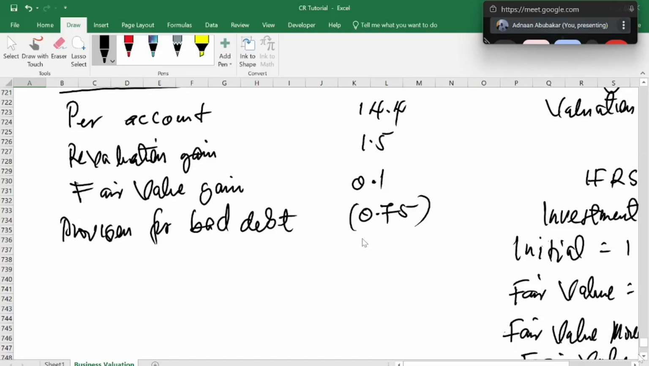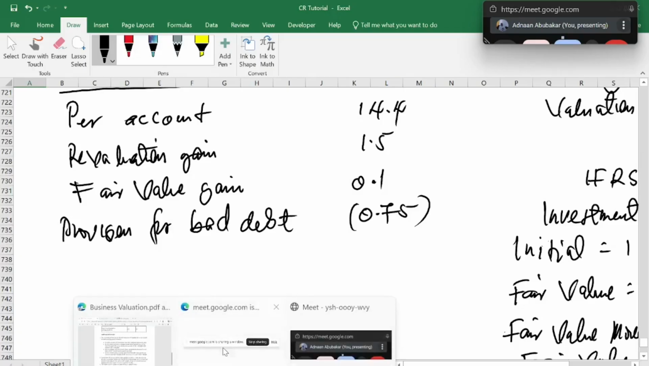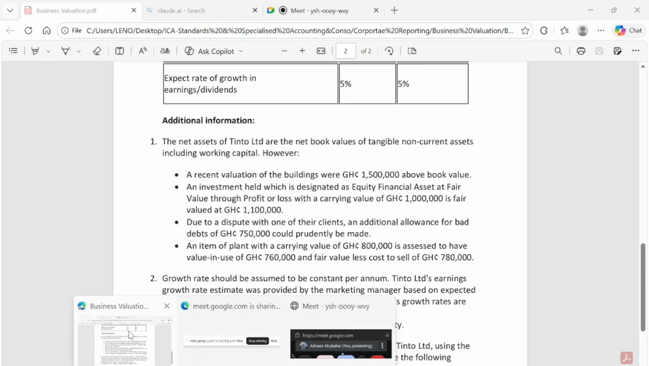So we are done with this one. Let's move to the next one. The next one is what? An item of land with a current value of 800,000 is assessed to have a value in use of 750,000 and fair value less cost to sell of 780,000.